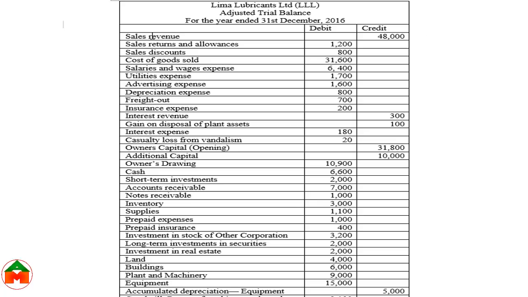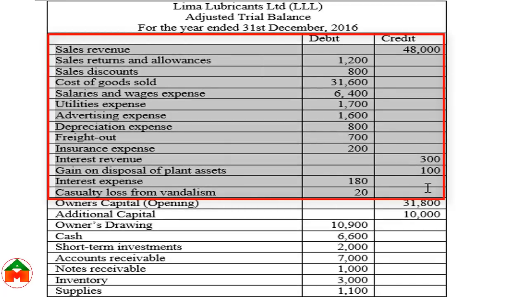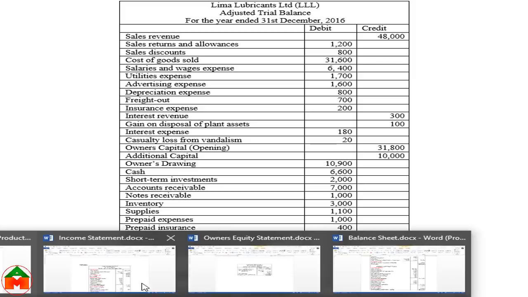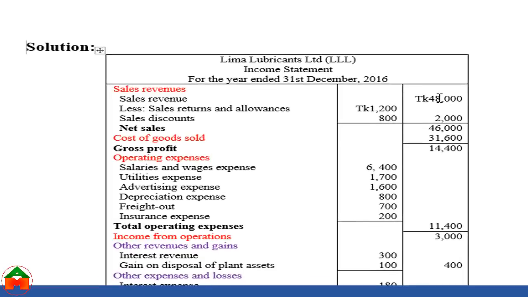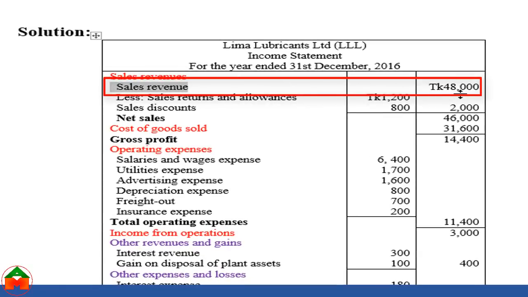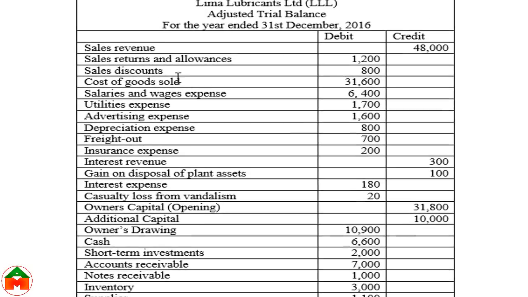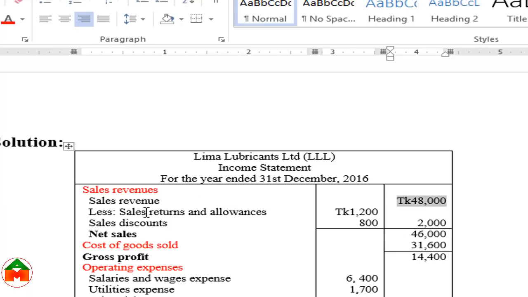So now from this question we are going to prepare the income statement. Again, I am repeating that these items will be transferred to the income statement. So let's see. Here we can see sales revenue 48,000. From the question we have taken this sales revenue of 48,000 in the income statement.